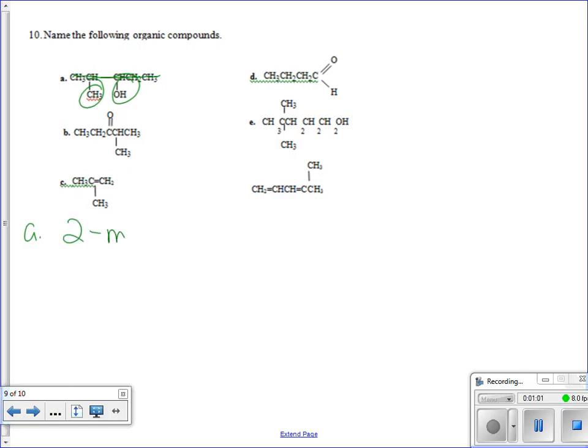2-methyl. Okay, so now I'm ready to name my chain. But the first thing I have to do is tell where my functional group is located. So if we count, that alcohol is on the third carbon. There are 5 carbon total, so that's pent. It's all single bonds, so I'm going to put AN. And then if I look at my foldable under name, it says OL. So letter A is 2-methyl-3-pentanol.